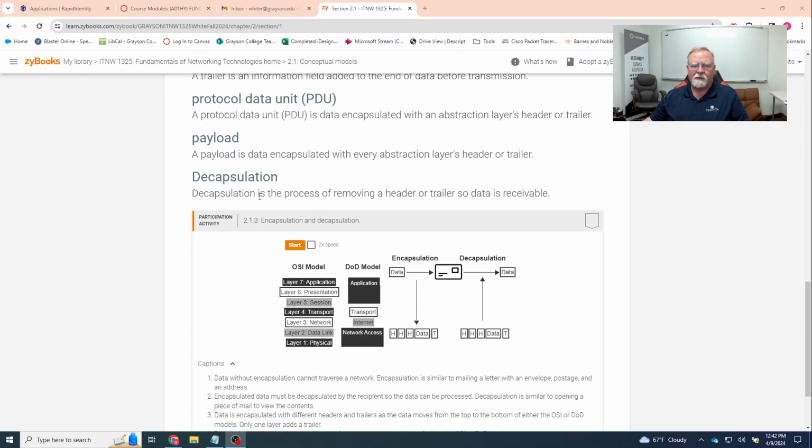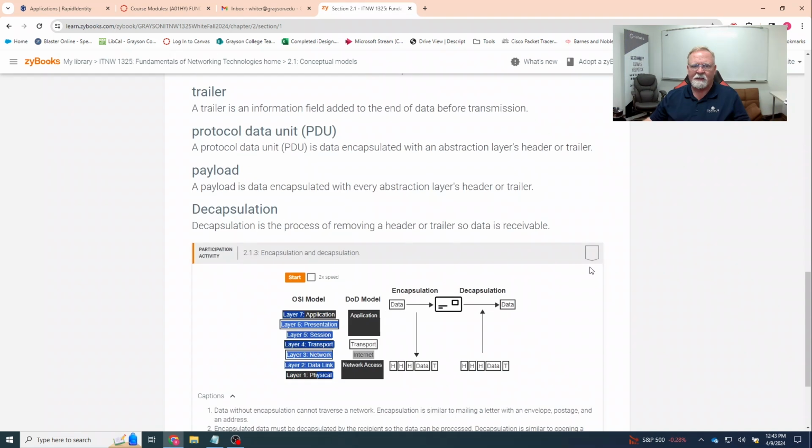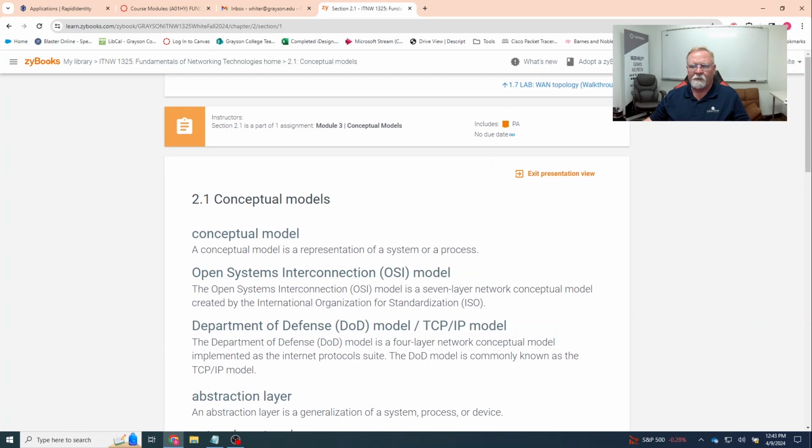And then decapsulation is the process where the packets are received at the destination system, and then they are run back up through the layers, and they are decapsulated, and the data is restored to its original form. So essentially that is what happens at the destination. So, essentially that's it for section 2.1. It's pretty straightforward. You need to know the vocabulary. You need to be very familiar with the 7 layers of the OSI model and the 4 layers of the Department of Defense model, and you need to know what encapsulation and decapsulation is. And that will pretty much cover it.